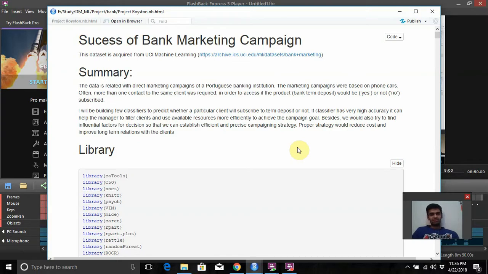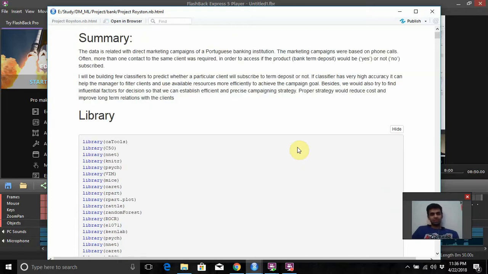My dataset consists of information about the clients, their age, their job, their education, and I have to predict whether they'll subscribe for the bank term deposit or not. So I have built a few classifiers to predict whether a particular client will subscribe to the term deposit or not.